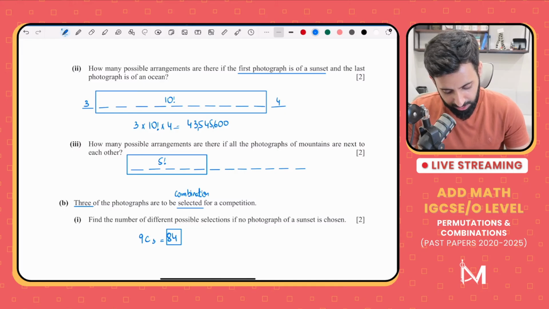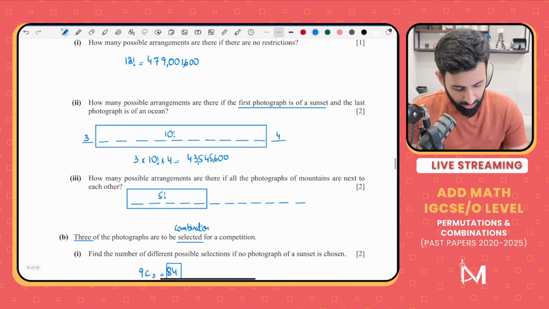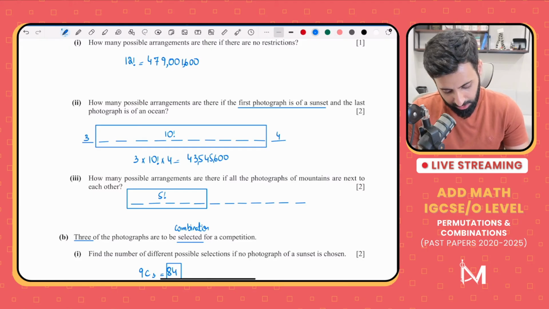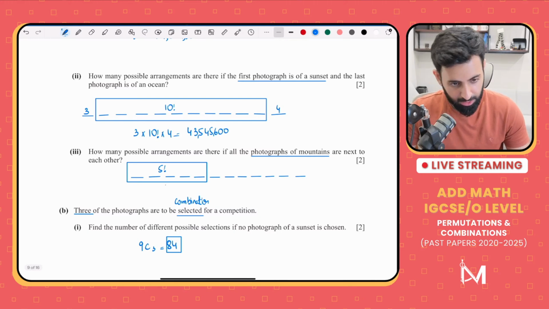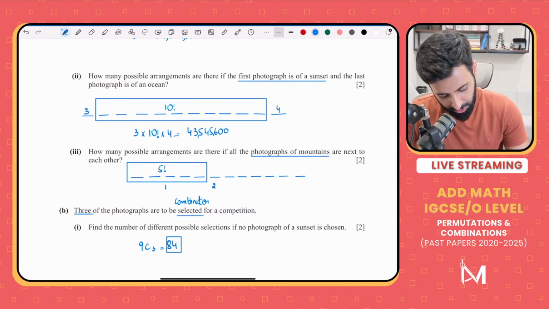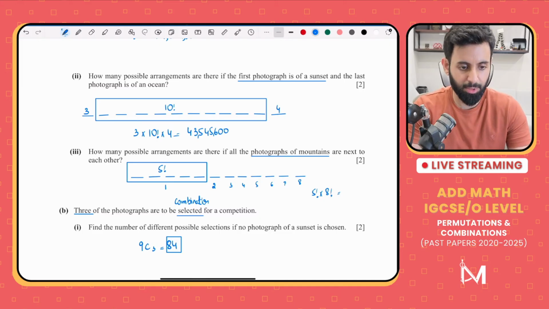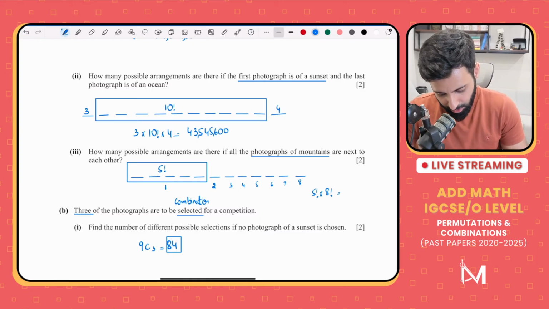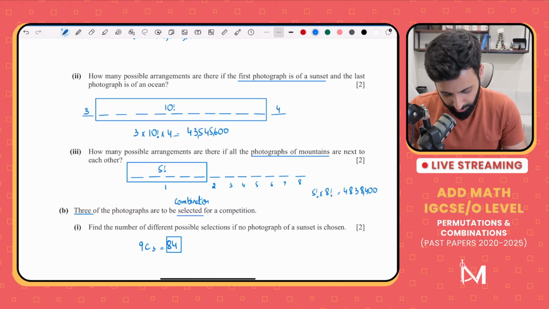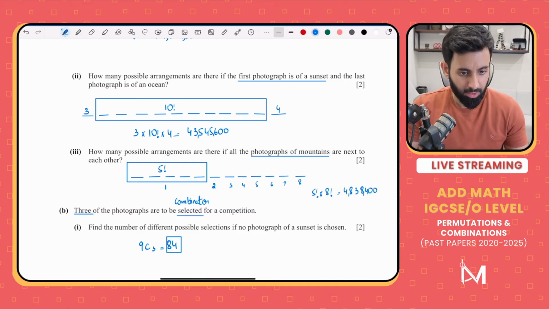Now, as far as the rest of the photographs are concerned, we don't care how they arrange themselves. The only thing that we care about is that the photographs of mountains are next to each other. So we've put them in a box. Now, 5 factorial for what's happening inside the box. For outside the box, there's 1, 2, 3, 4, 5, 6, 7, 8. 8 factorial. So 5 factorial times 8 factorial, because these 5 pictures can be together, but they can be anywhere. What's that equal to? That's 4,838,400.